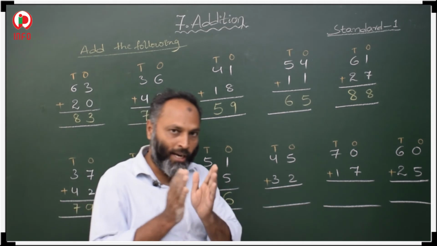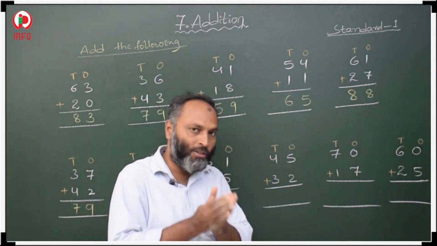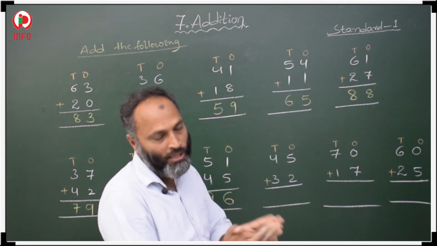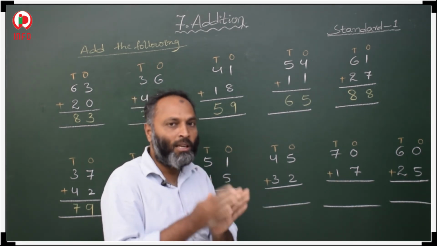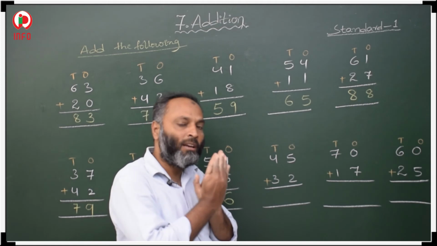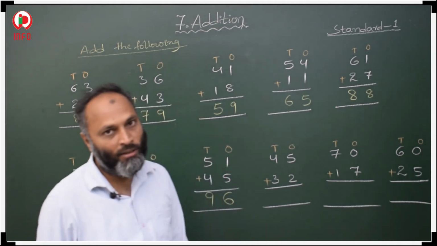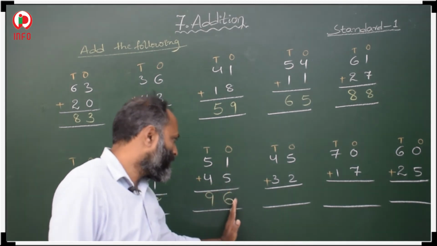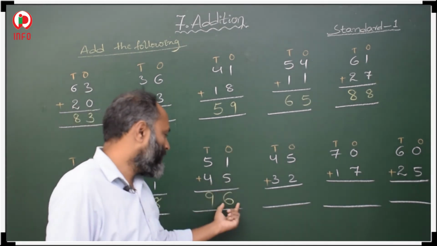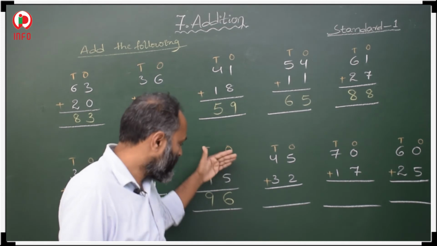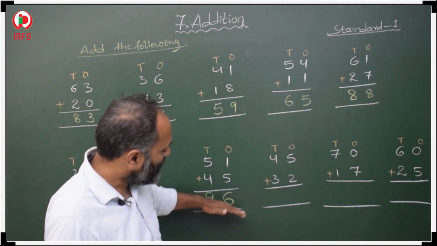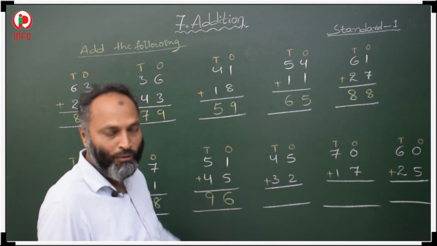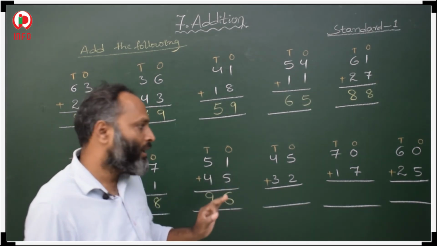When you add the ones column, you should write your sum in the ones column only. If you add the tens column, then you have to write your sum in the tens column only. Okay, don't write in a zigzag way. You should write exactly below that column. So the answer should be in a perfect column. In that order only you have to write.